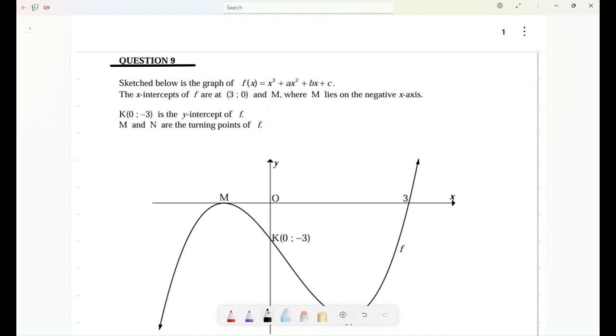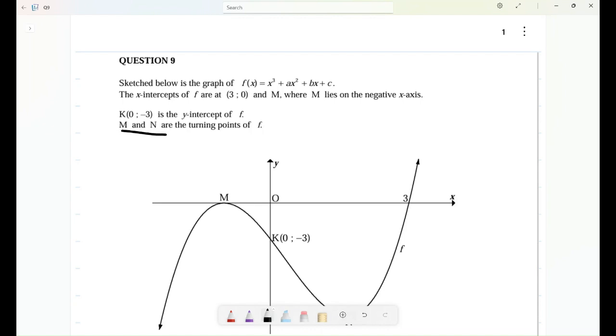Now, do you agree with me that the value of a is equal to 1 here? Yes. So the x-intercepts of f are at 3 and 0 here, and m here, all right? Where m lies on the negative x-axis, so the x coordinate here should be negative. And (0, -3) is the y-intercept. We have the y-intercept here.